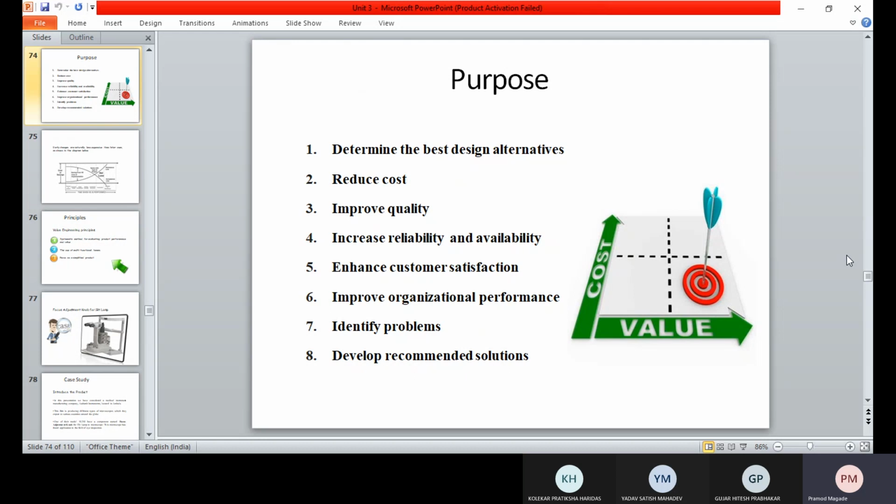We can improve the quality with respect to cost. We can increase the reliability, availability, and functionality of that particular product. So of course we have to enhance customer satisfaction. We can improve things, we can identify new problems by feedback, and do development as per the recommendation of the customer. So these are the basic purposes through which we can define the values. So write down the purpose 1, 2, 3.